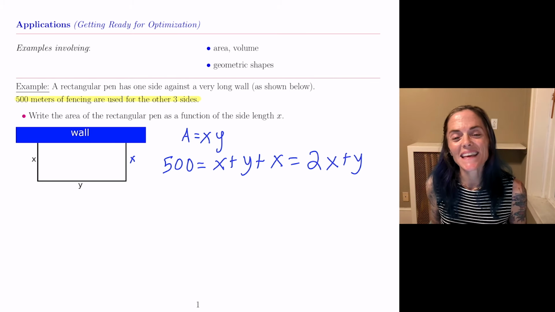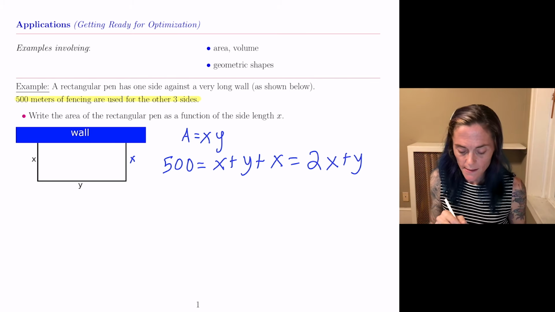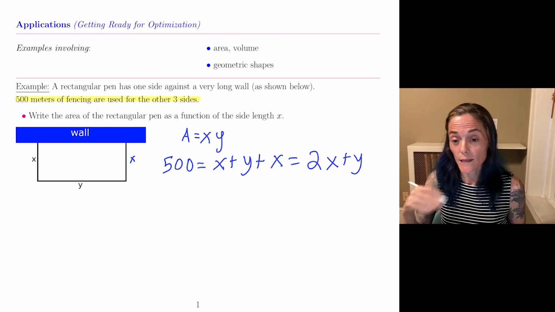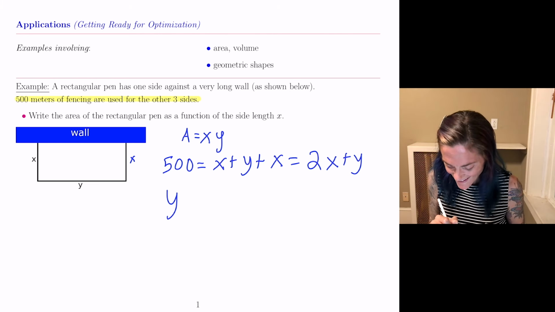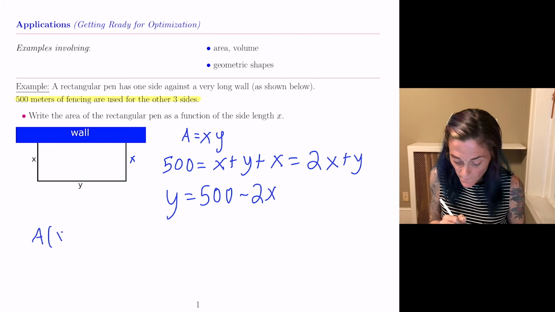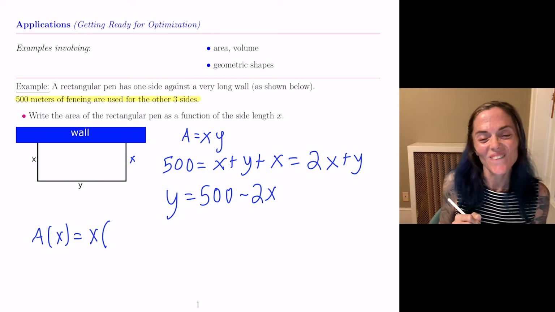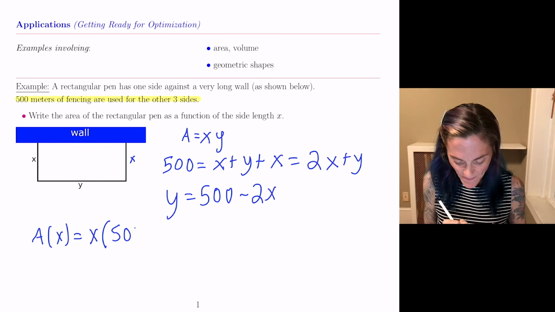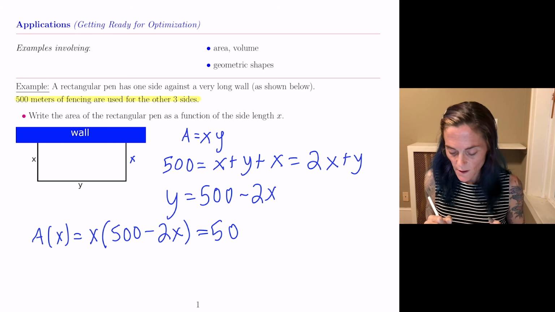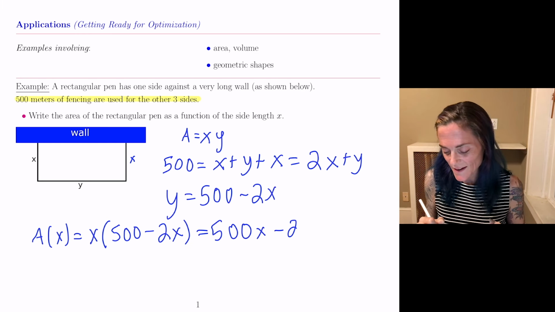Now, how are we going to get area as a function of x? Well, we can use this, that 500 is 2x plus y. We can solve for y in terms of x. So y is 500 minus 2x. And finally, we get area as a function of x would be x times y, which is x times (500 minus 2x). Now we can write this as 500x minus 2x squared.